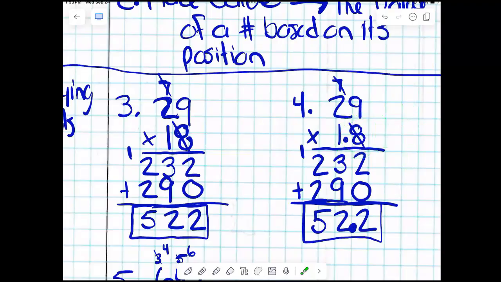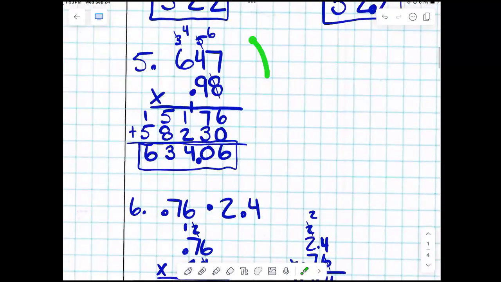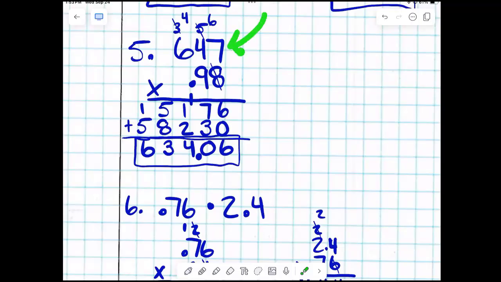How many numbers should be after the decimal point in the answer? 1. You guys know how to solve these kinds of problems. How many numbers are after a decimal point? 0. How many numbers are after the decimal point here? 2. So how many numbers should be after the decimal point in the answer? 2. Is there 2? Yes.